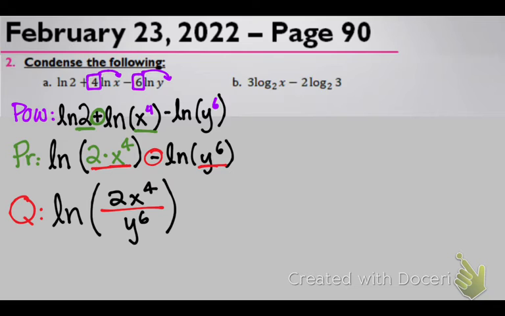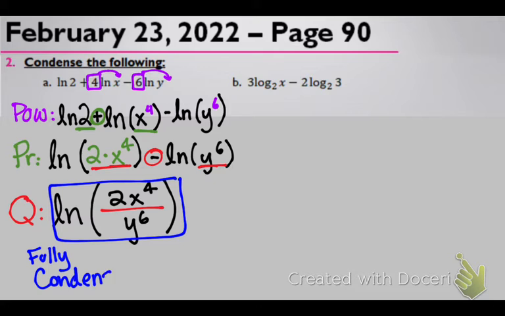Am I done condensing? Yeah. How can I check? I have 1 log. And what else do I only have 1 of? I only have 1 y, yeah. But what do I only have 1 argument. So I have 1 log and 1 argument. And that's how I know I'm fully condensed.